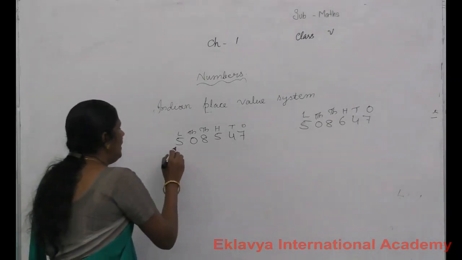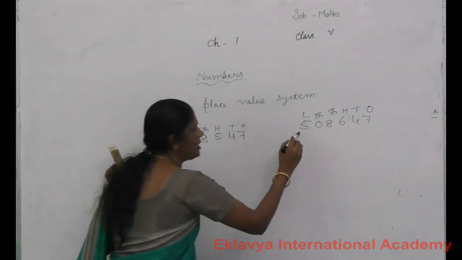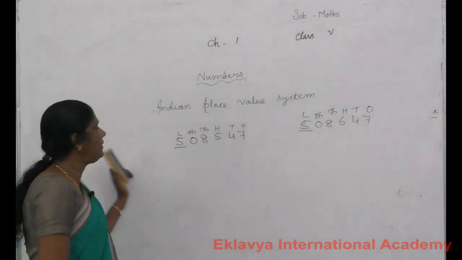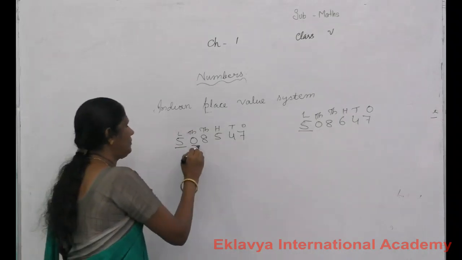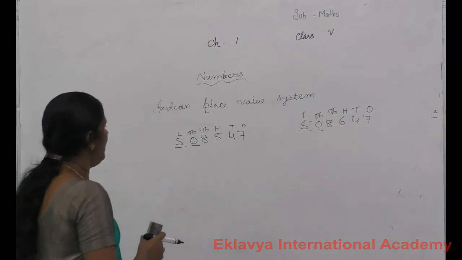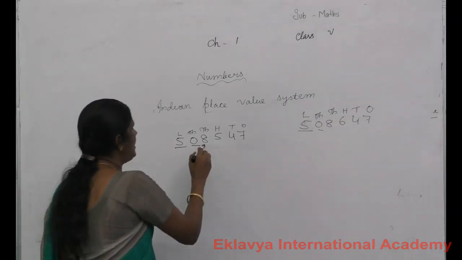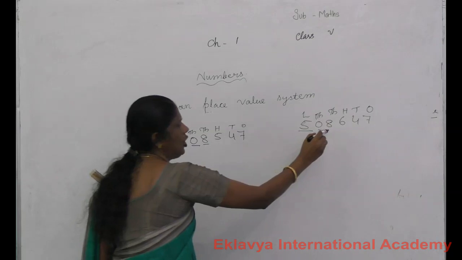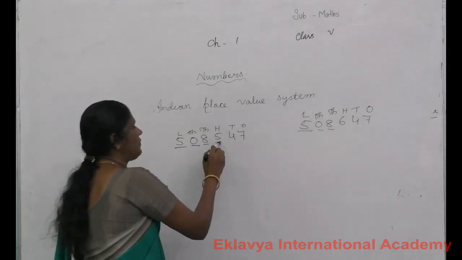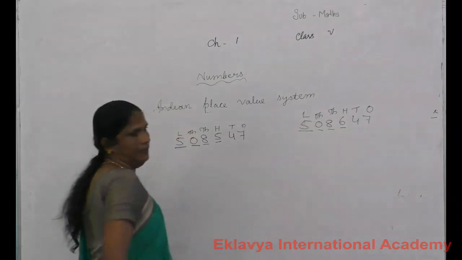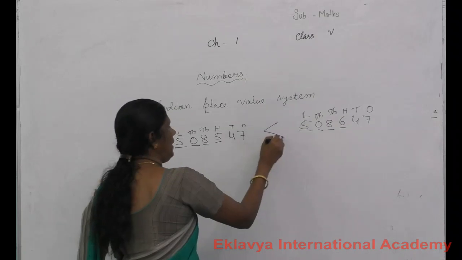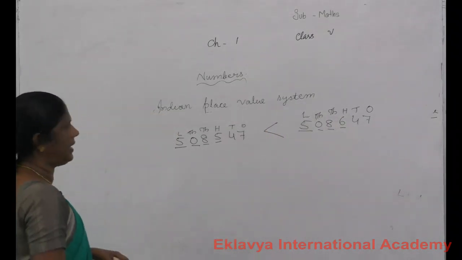First 5 lakh. Here also 5 lakh. Both are the same. Then the next digit is 0. Here also 0. Both are the same. Then the next digit is 8. Here also 8. Both are the same. Next digit is 5. Here it is 6. Which is greater? This is greater. Then we put the greater sign. Understand?